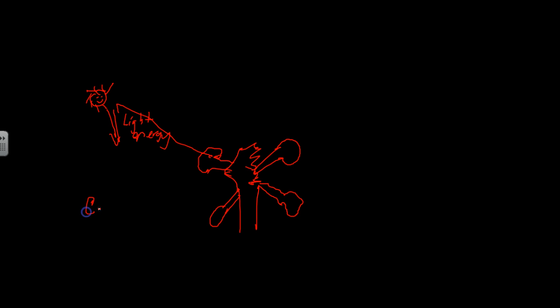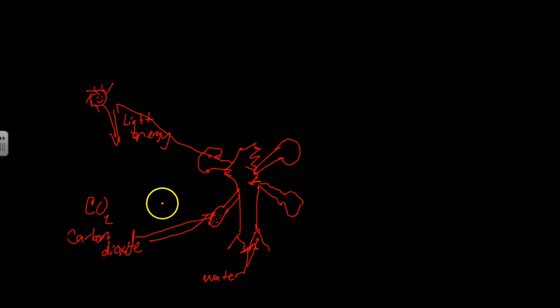So CO2, which is carbon dioxide, is going to be taken in through little holes on the leaf. You can't see them with the visible eye, but they are taken in through the leaf. And then you also have water, which is in the ground, that is going to be taken in by the roots. So you have three things entering in the plant.